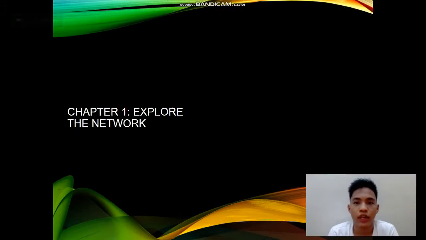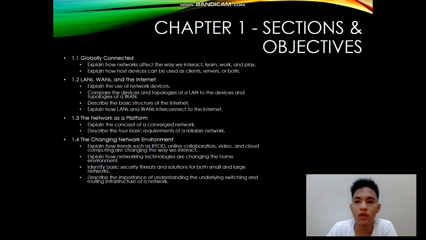So hi guys, today I will explain the summary of chapter 1, Explore the Network. In chapter 1, we have different sections and objectives. Section 1.1, Globally Connected, has objectives like explain how networks affect the way we interact, learn, work, and play, and explain how host devices can be used as clients, servers, or both.